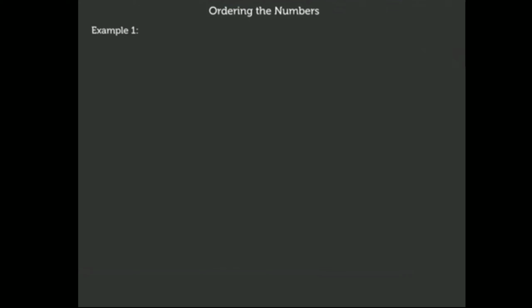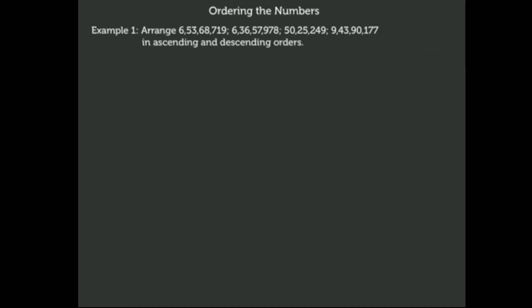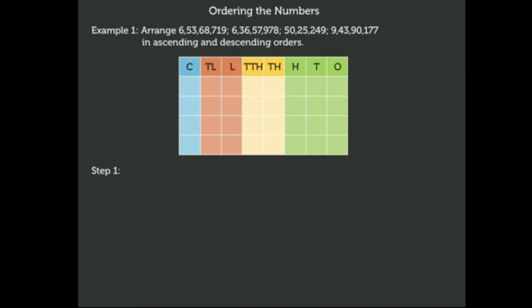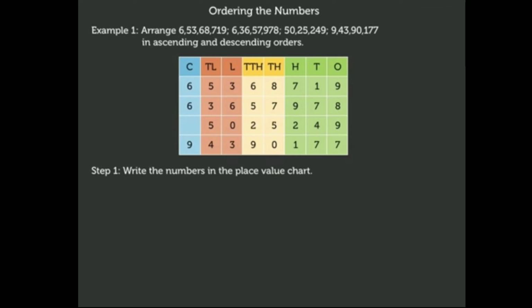We have already studied the ordering of numbers in previous classes. Today, let us learn ordering 8 and 9-digit numbers. Let us understand this with the help of an example. Arrange the given set of numbers in ascending and descending order. Step 1. Write the numbers in the place value chart. Out of the 4 numbers, 3 numbers have 8 digits, whereas 1 number has 7 digits.